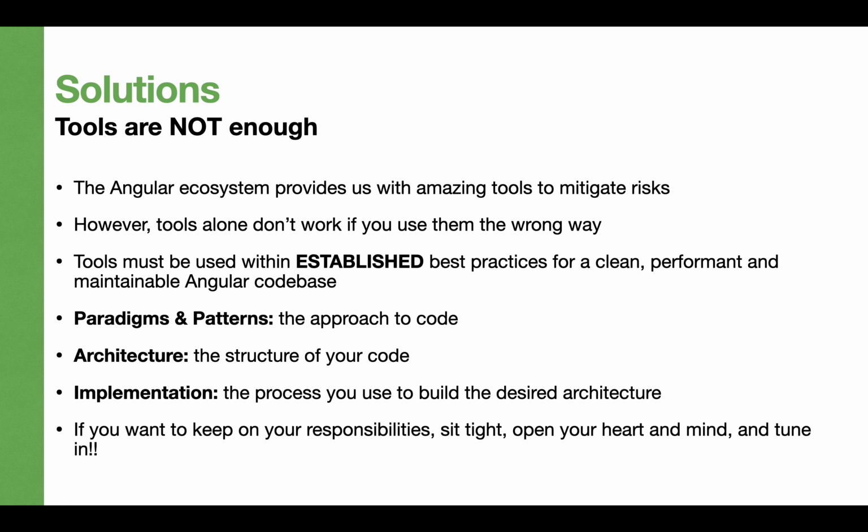First is the paradigms and patterns that you're using, which means the approach you have to code. Second is the architecture: how you're structuring your code, your logic, and your files, how you're separating concerns. And the third is the implementation, which is to say, once you know what your approach to code is and what structure you're trying to build, it is also important to consider how you are implementing it, following what process, right?